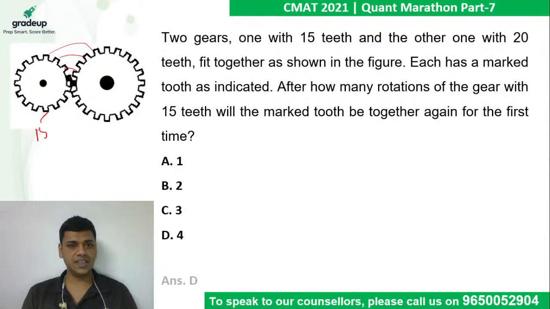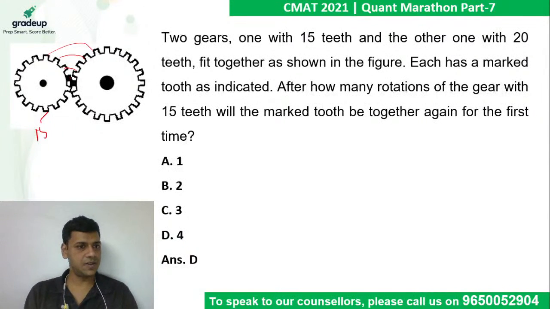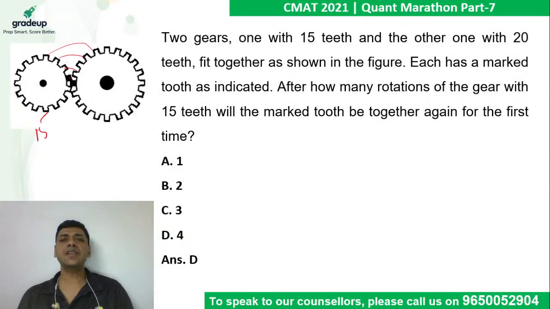Simran believes it is D, which is the right answer. So Ganesh was right, Tahir was right, Simran was right. The answer is option D, which is 4. So basically, how will it work? Just try to think of it.